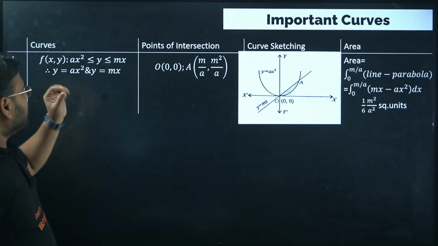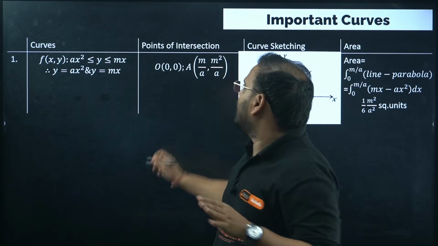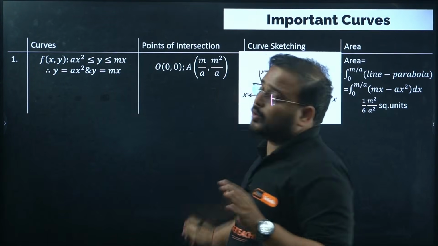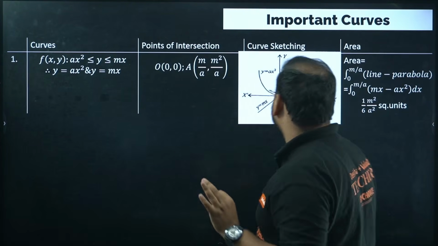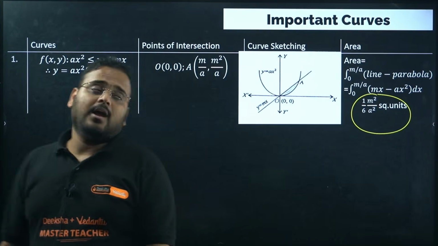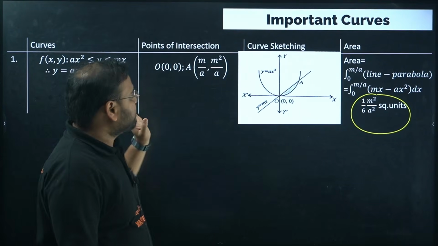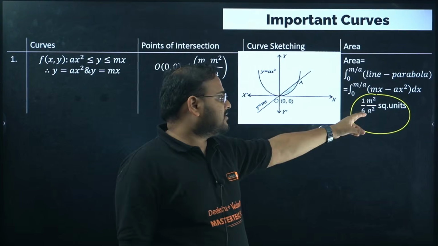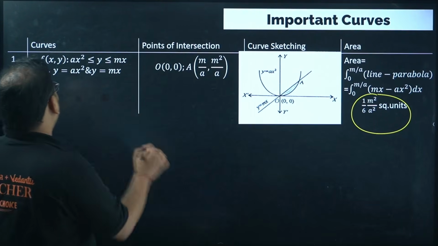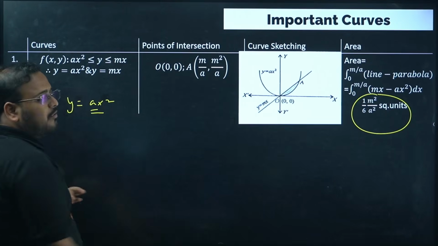Check here. So if you take a combination of parabola with a straight line, what curve is this? y equal to mx, means it passes through the origin, that curve is there. The area of this is given by 1 by 6 m square by a square. m represents the slope of the curve, this is the slope of the curve m. A square is the coefficient of x square, basically you are coming from the condition y equal to ax square, the parabola.